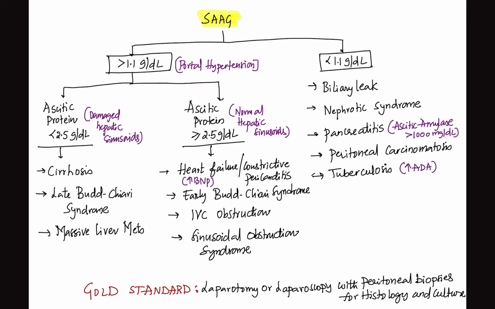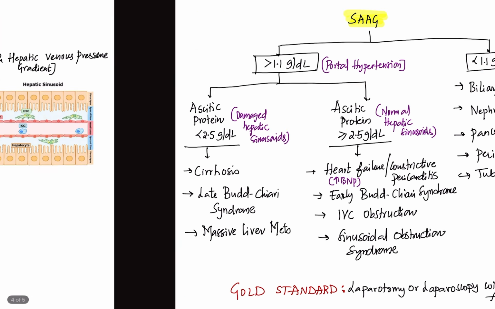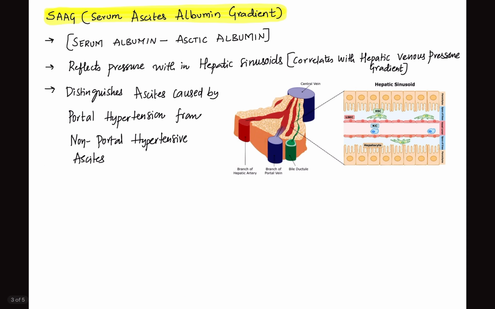If there is ascitic fluid because of portal hypertension, it will have a SAAG more than 1.1 gram per deciliter. If there are non-portal hypertensive causes of ascites, then you will have SAAG less than 1.1 gram per deciliter. On this parameter, I have seen a lot of MCQs. We'll discuss this in detail. I have just given you a gist that this is an important topic and this is the focus area.